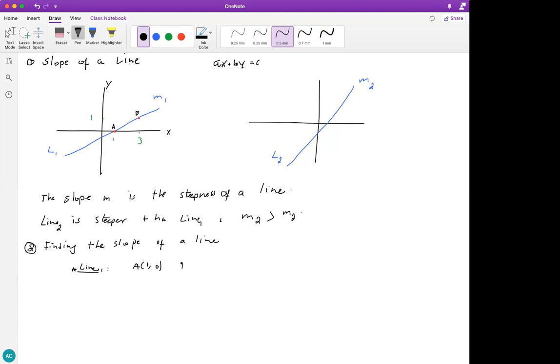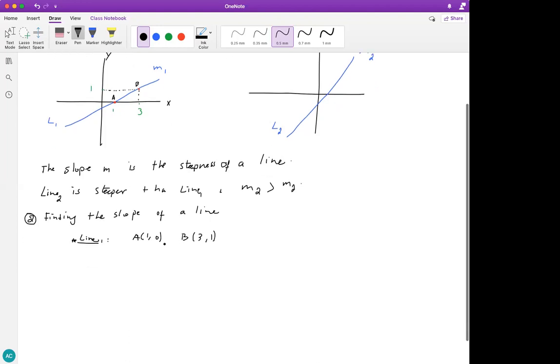And then what are the coordinates of the point B? So the X is 3. That's right, 3. And Y is 1. That's right, we just dropped that point on the Y axis, and it's 1. Good, so we need 2 points to find the slope.